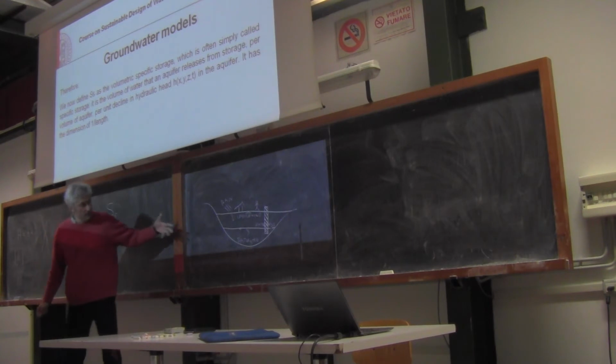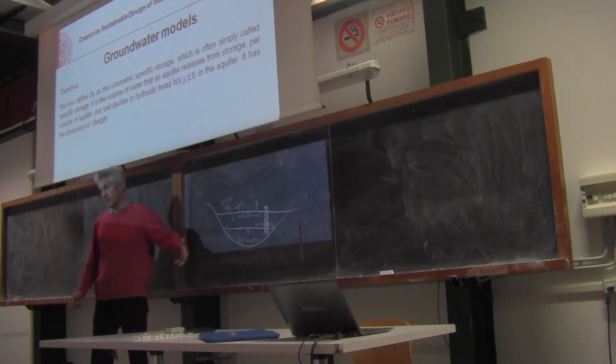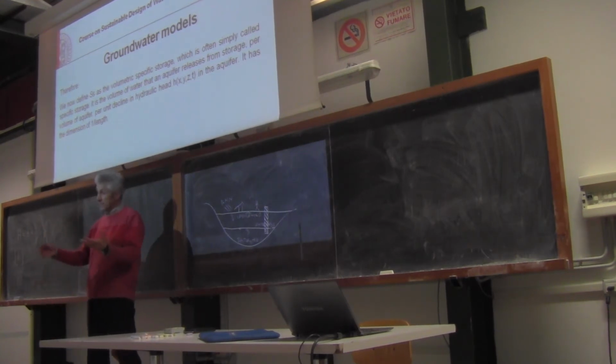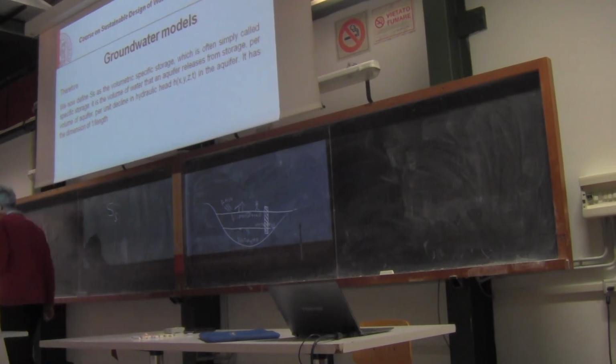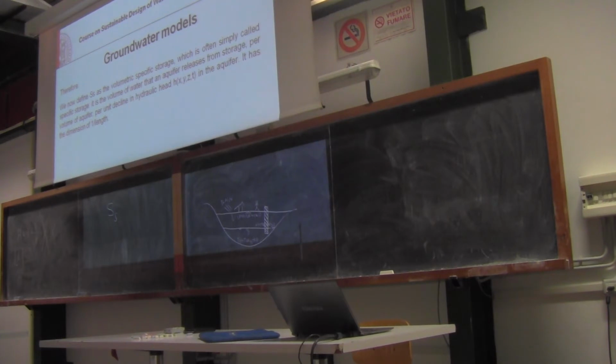If you have a lot of permeability, the water table declines just by a small amount if you get water, because it's replenished. It means that the aquifer has a high specific storage. Okay.